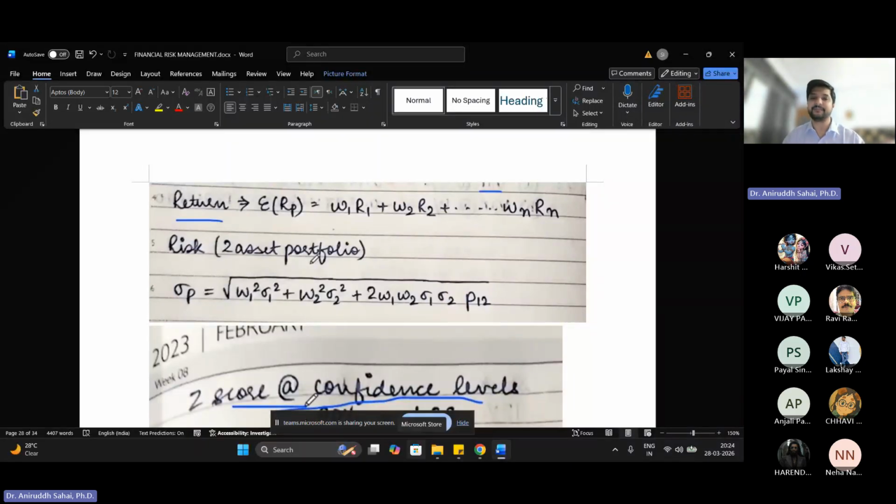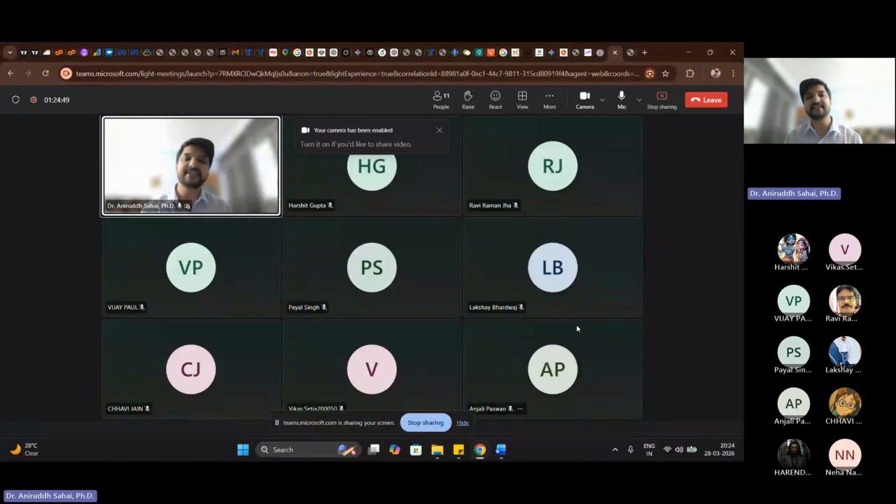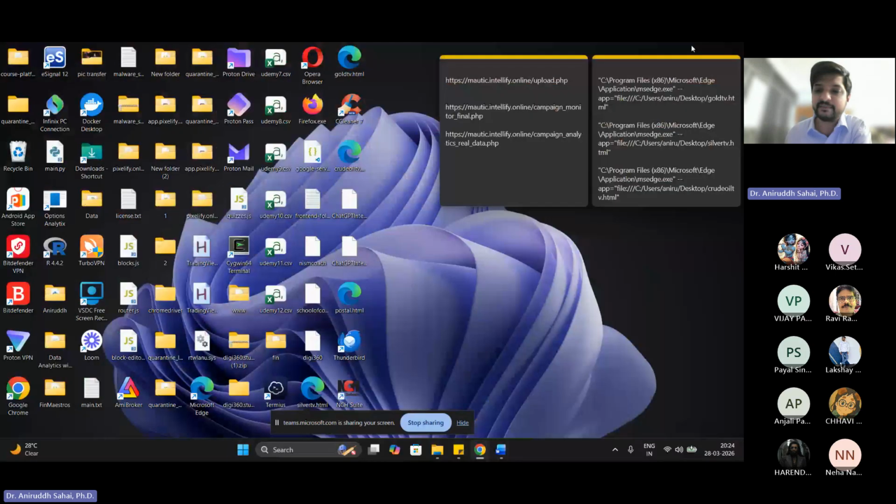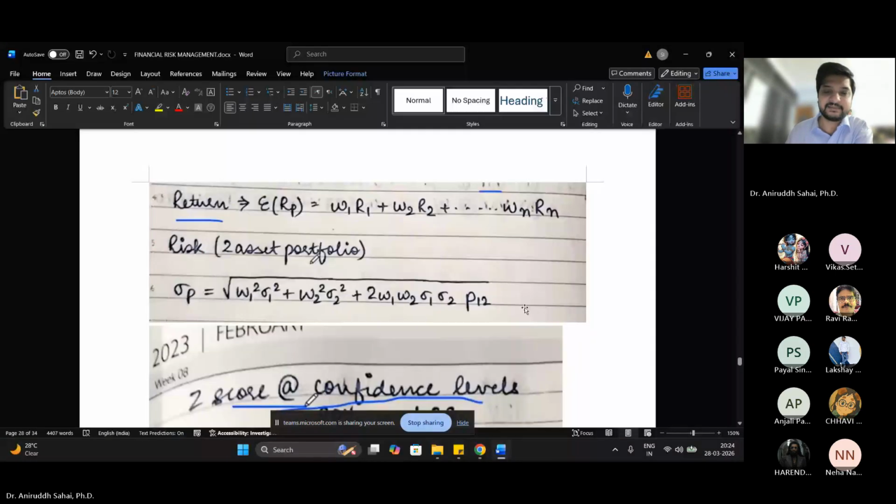But for this standard deviation, variance and covariance based VAR, you need a normally distributed data. कि जो returns हैं वो normally distributed होने चाहिए तभी, and the variance should be constant. Then you can apply these two. If these two assumptions are valid, then you can apply this formula for variance based VAR. So अभी let's come to the second kind of VAR.